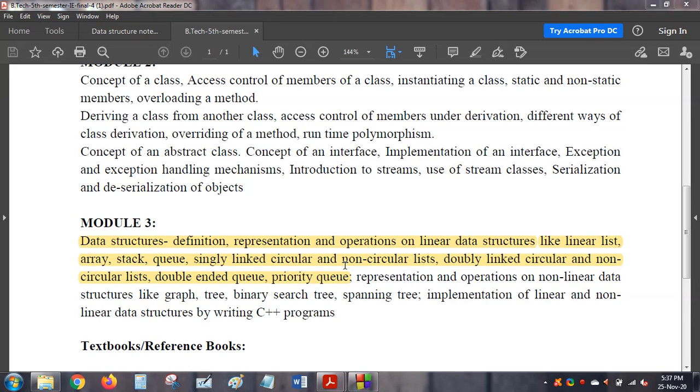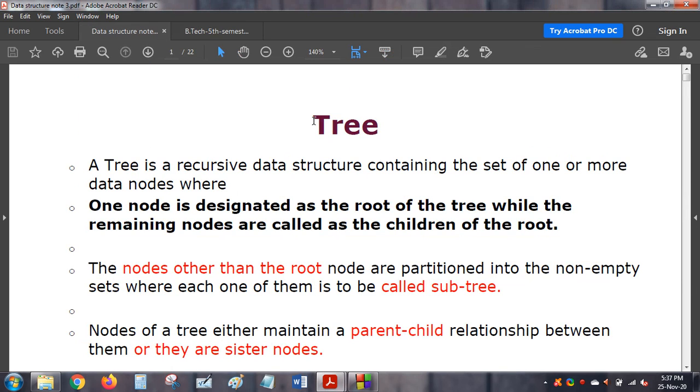In this portion, we have understood what is a priority queue, what is a linked list, what is a singly linked list, and what is a doubly linked list. Today we are going to see what trees are. A tree is a recursive data structure.